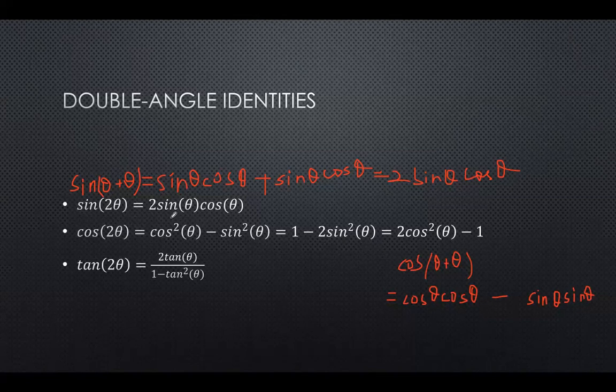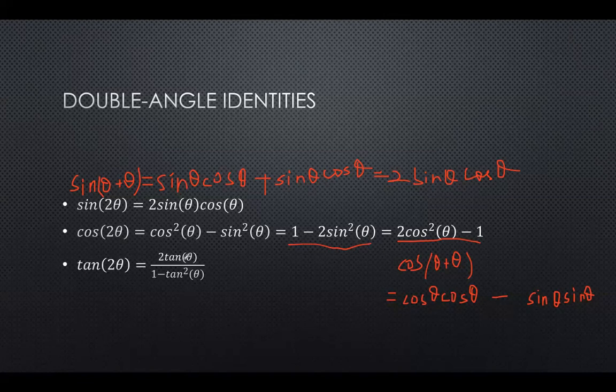Then we can replace cosine squared using the Pythagorean identity with 1 minus sine squared, so it becomes 1 minus 2 sine squared theta. Or we can replace sine squared by 1 minus cosine squared, and the whole thing becomes 2 cosine squared minus 1. The last two are the most useful, because they have only sine or only cosine.